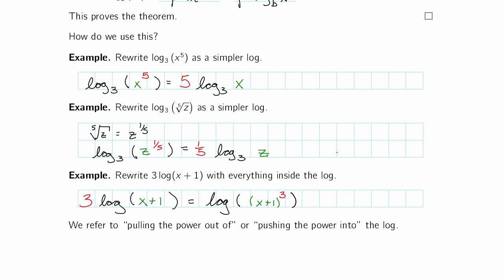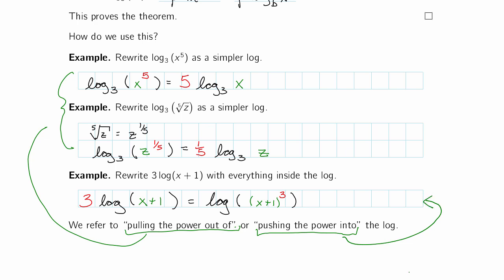And remember that sums and exponents don't play nice together, right? If we wanted to work out x plus 1 to the 3rd, we'd need to do x plus 1 squared and then multiply that by x plus 1. We don't want to do that unless we have to, so we'll just leave it like that. The way we might describe what we're doing is pulling the power out of the log. That would be these two. Or pushing the power into the log. That would be this one.